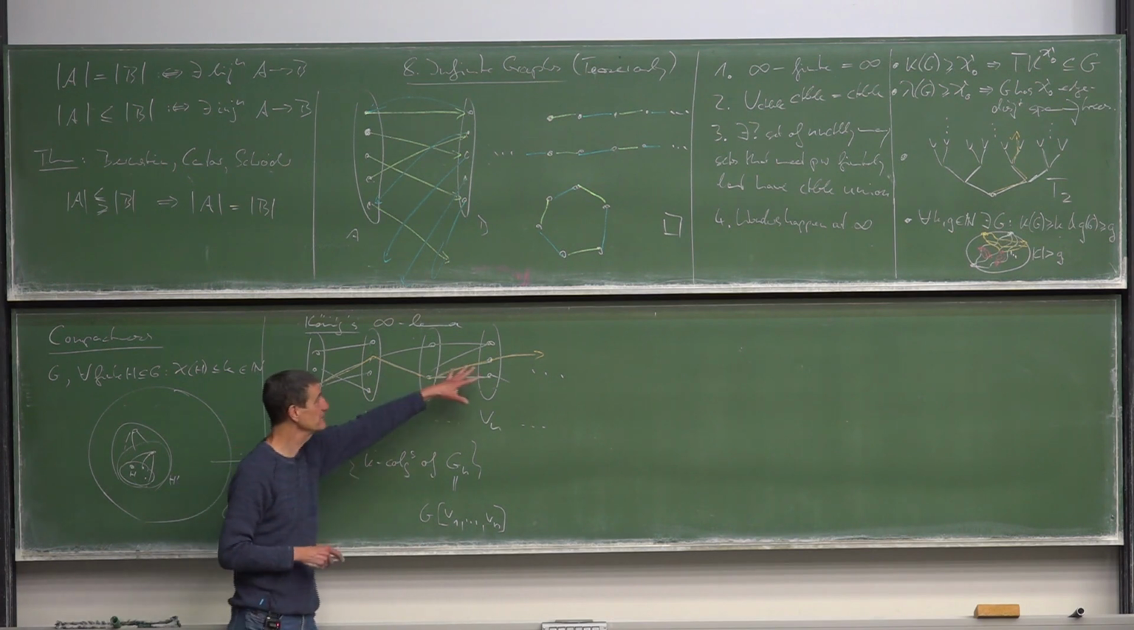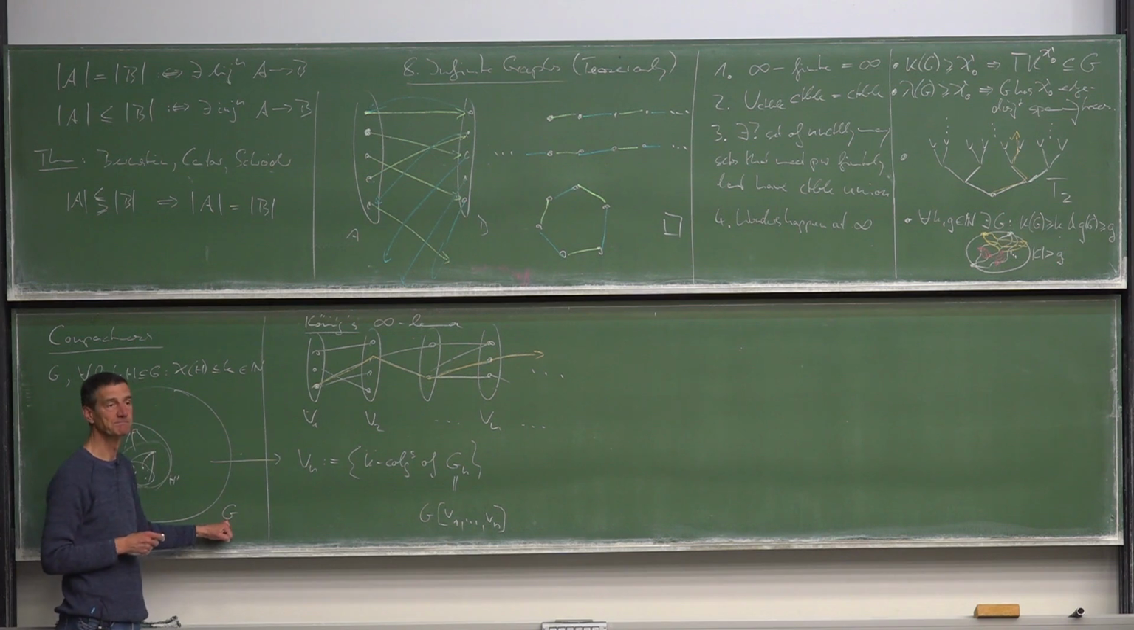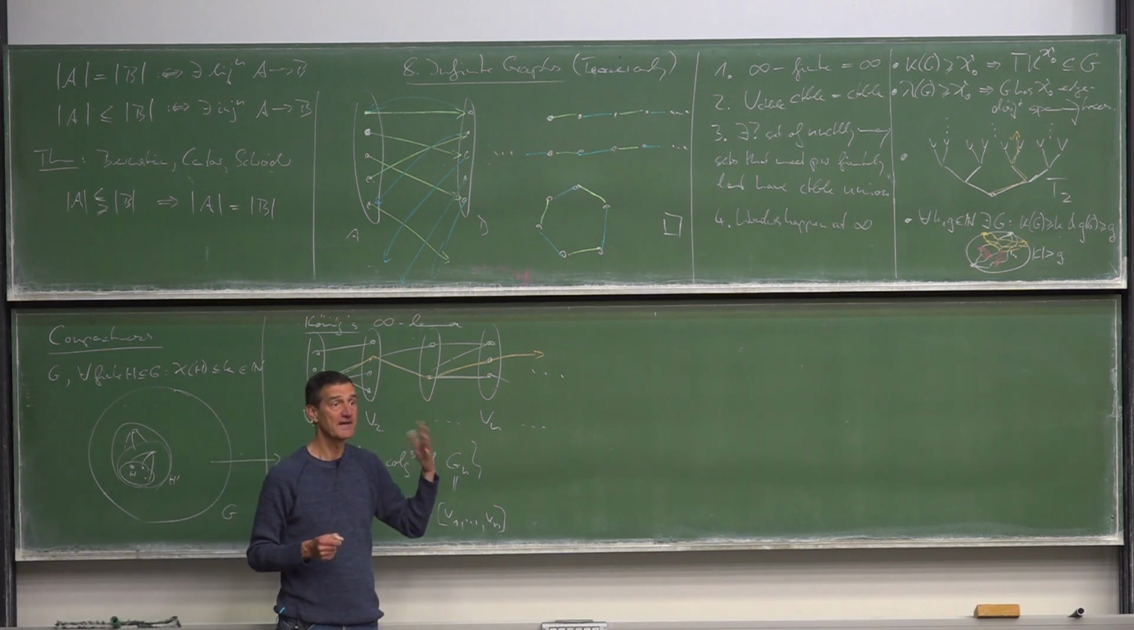Okay, how do we get from this infinite path to a k-coloring of all of G? I have to do two things now. I have to give you the definition of the coloring. I have to tell you, given a vertex, what is its color? And then I have to show you that this is a proper coloring, that adjacent vertices get different colors.